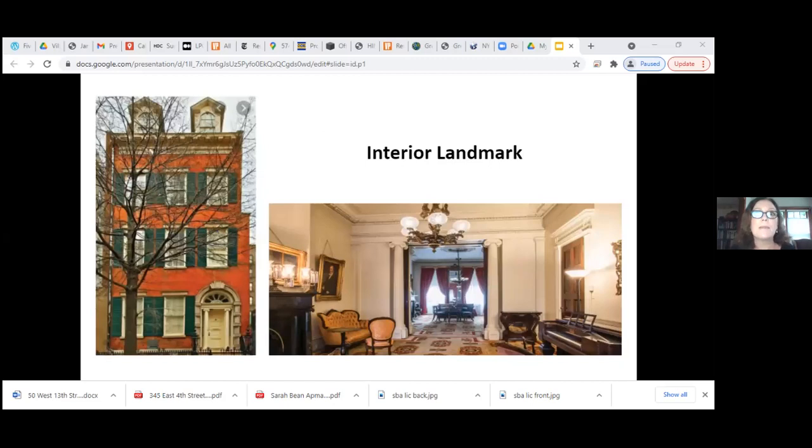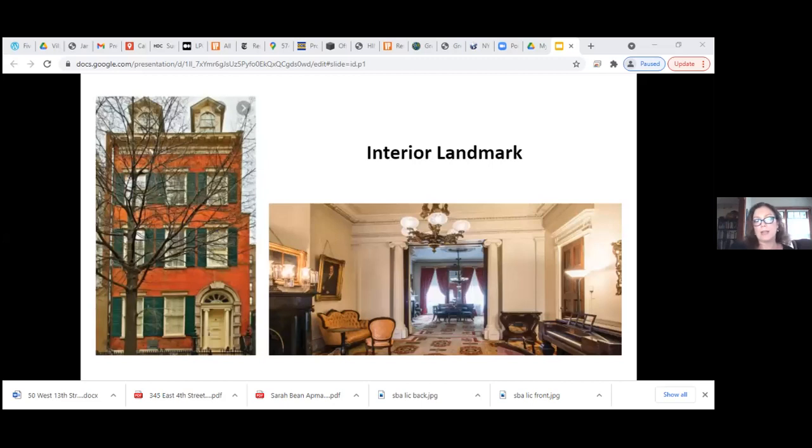The next type is interior landmarks. In addition to meeting the definition of a landmark that I stated earlier, it should also be, quote, customarily open or accessible to the public, or to which the public is customarily invited.